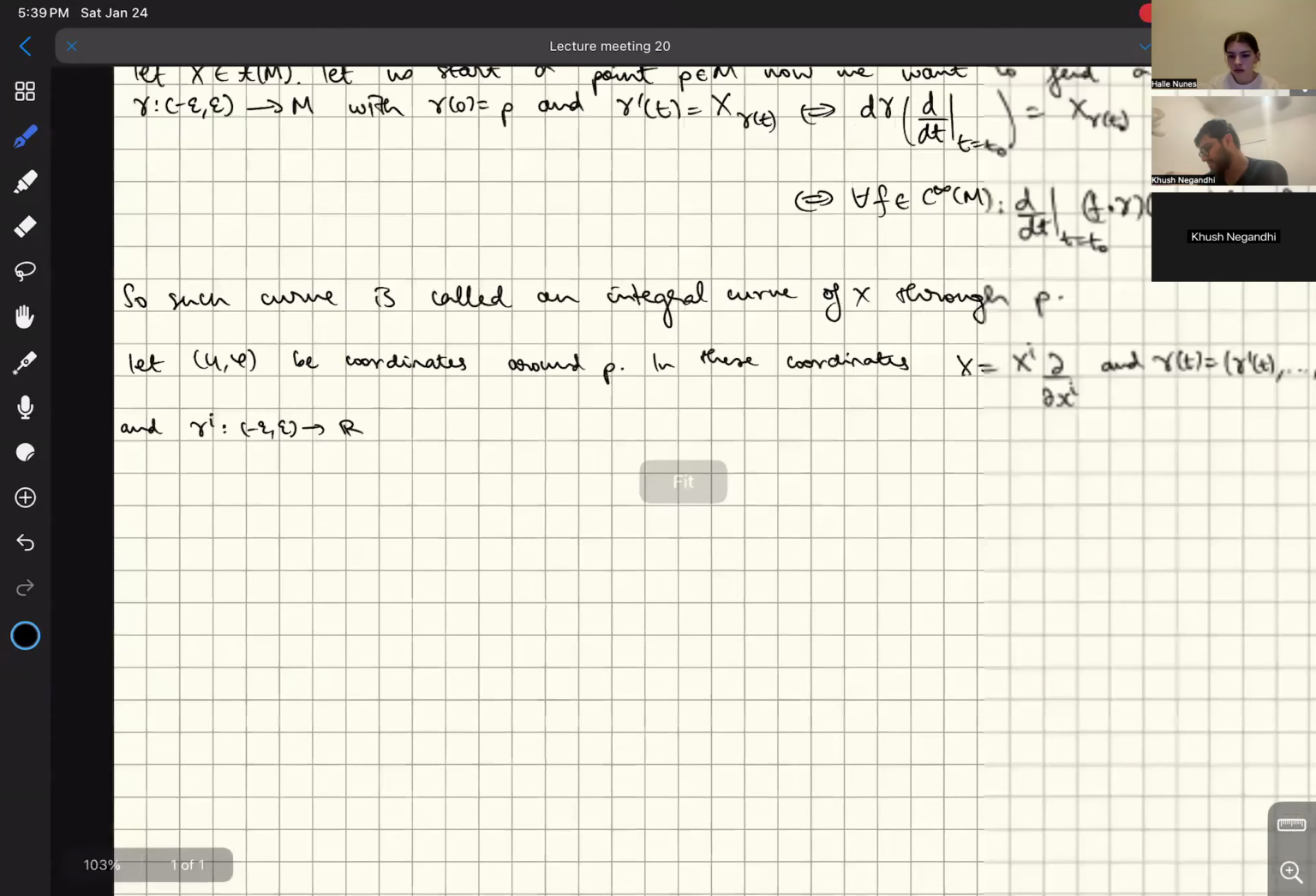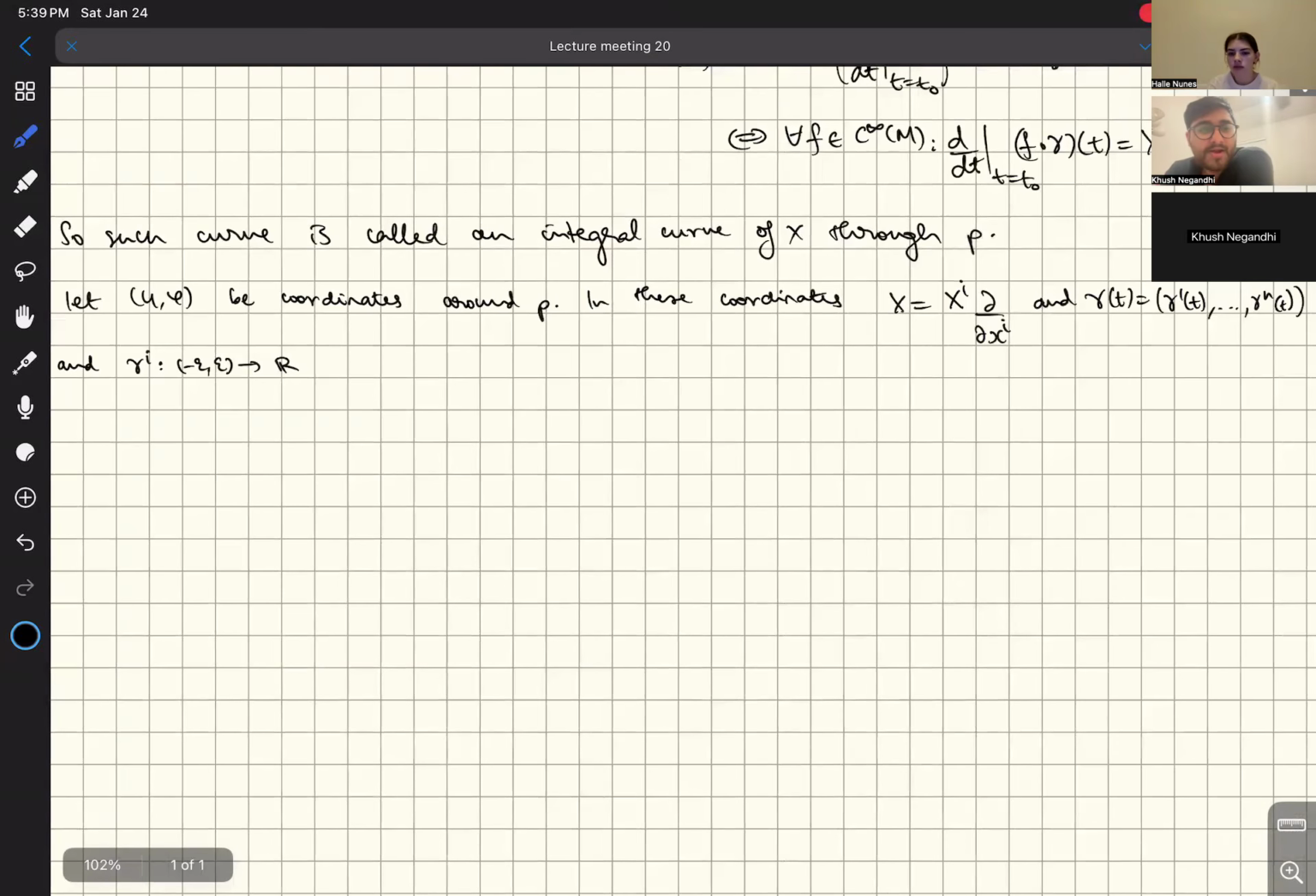I'm using a little abusive notation, I guess. I'm saying that gamma composed with phi is this, and I'm calling it the same thing as gamma. So this curve is not technically the right curve; we'd have to put it back into M. Okay, are there any questions regarding the setup so far?